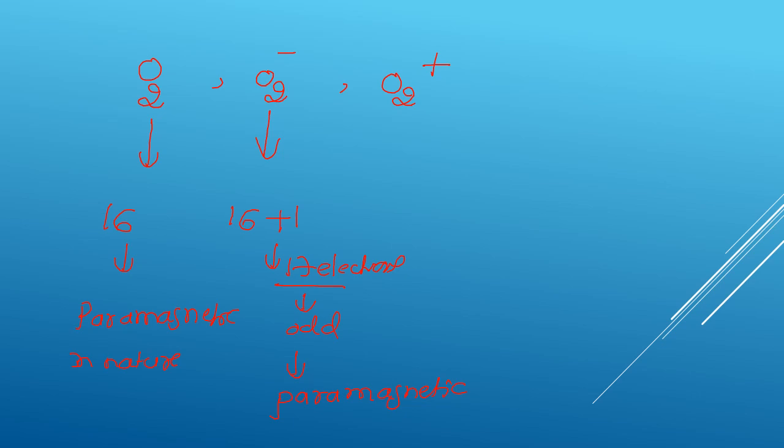Okay, now in the case of O2 plus, the oxygen molecule has 16 electrons, and this is a cation, so let us remove 1 electron. Plus 1 is given, which means there is a deficiency of 1 electron. So the total number of electrons is 15. Odd number, so O2 plus is paramagnetic.